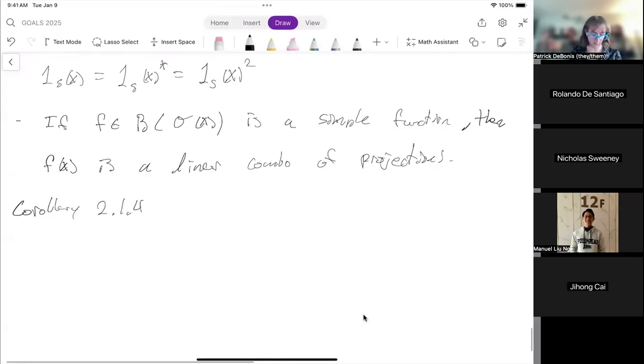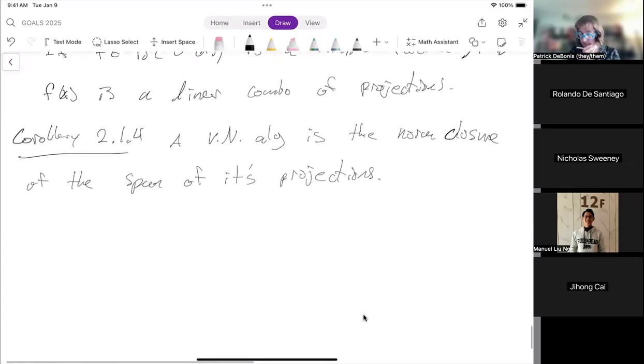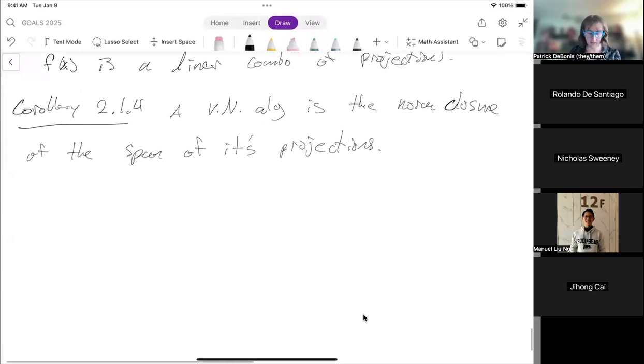Corollary 2.1.4. A von Neumann algebra is the norm closure of the span of its projections. So we're saying that the projections are dense inside of a von Neumann algebra. Let's see why that's the case.